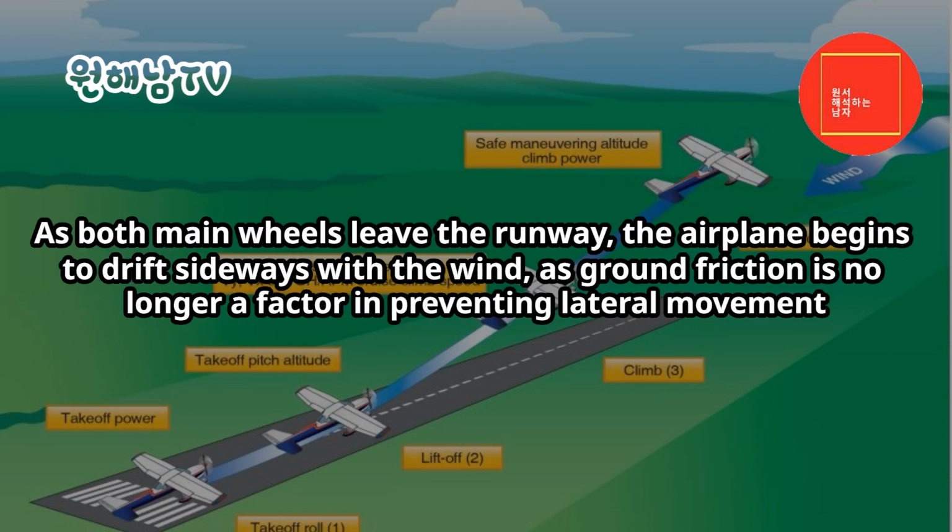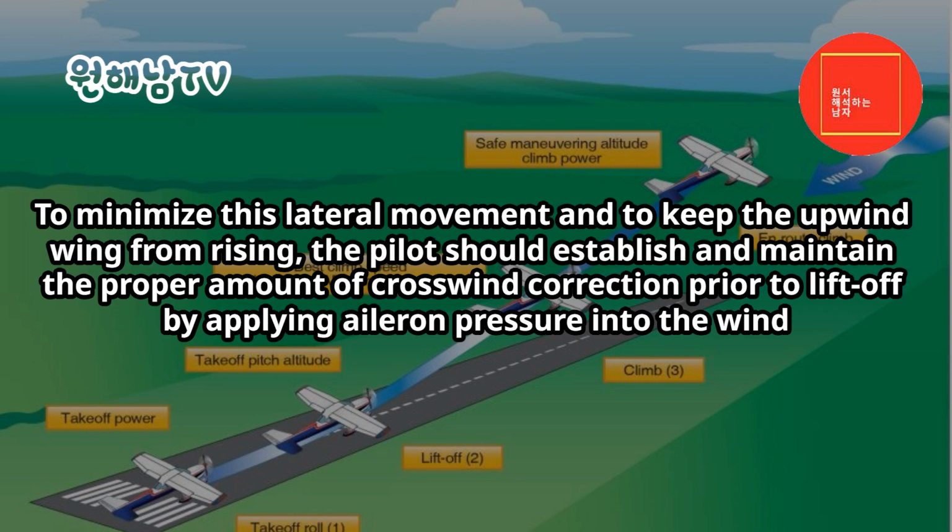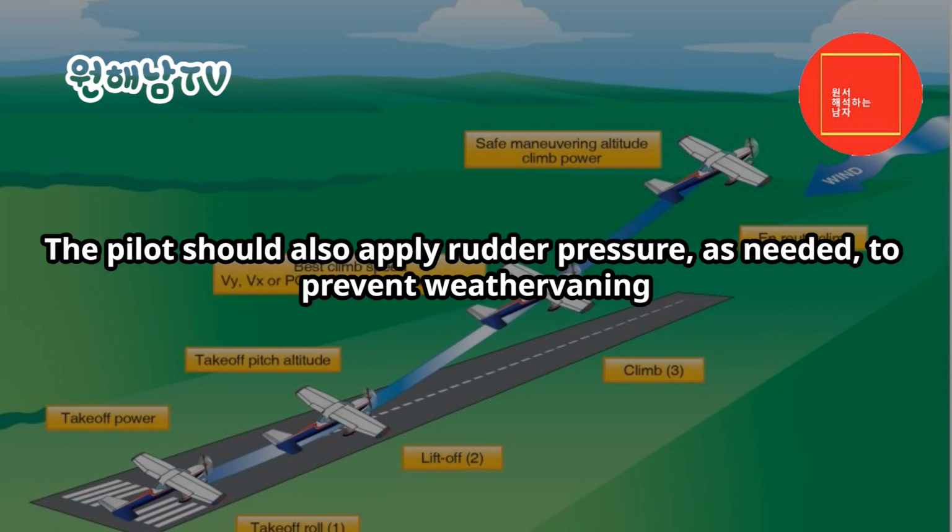As both main wheels leave the runway, the airplane begins to drift sideways with the wind, as ground friction is no longer a factor in preventing lateral movement. To minimize this lateral movement and to keep the upwind wing from rising, the pilot should establish and maintain the proper amount of crosswind correction prior to liftoff by applying aileron pressure into the wind. The pilot should also apply rudder pressure, as needed, to prevent weathervaning.